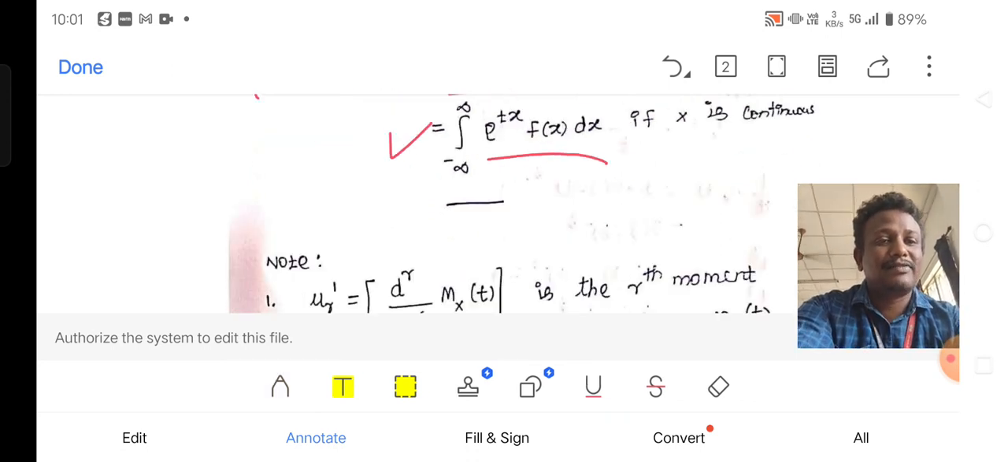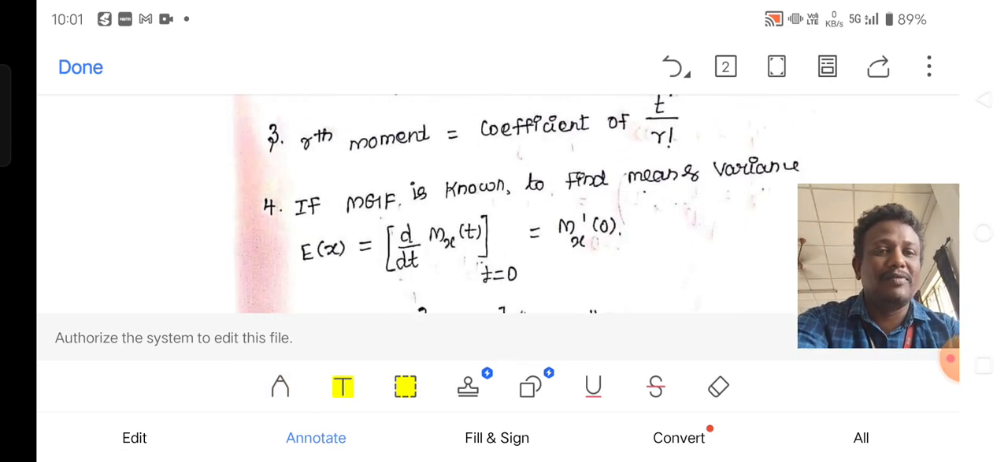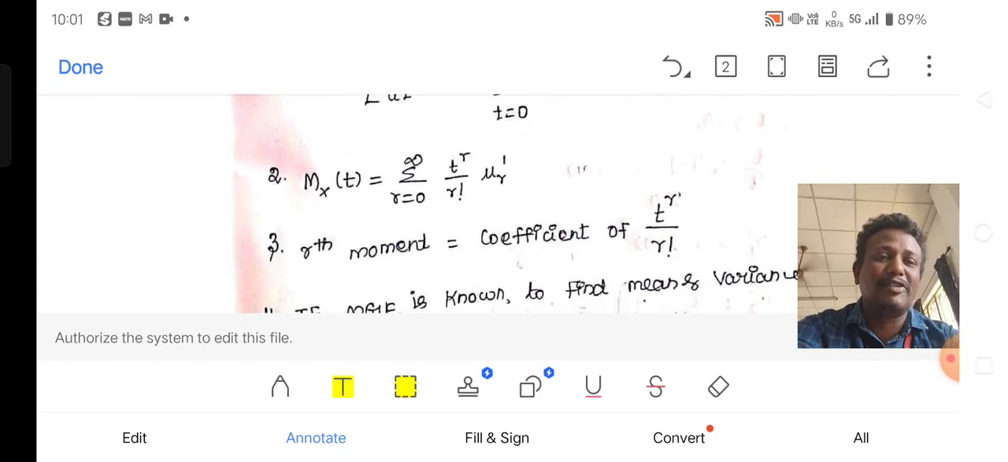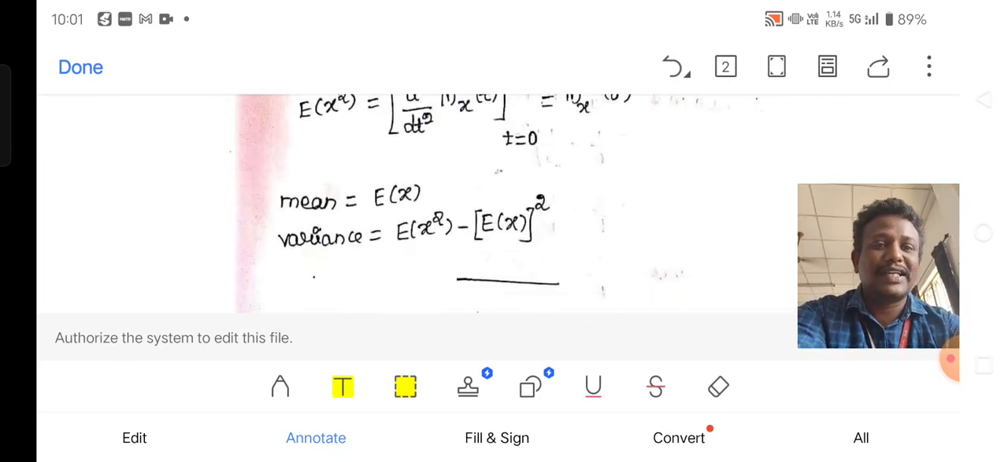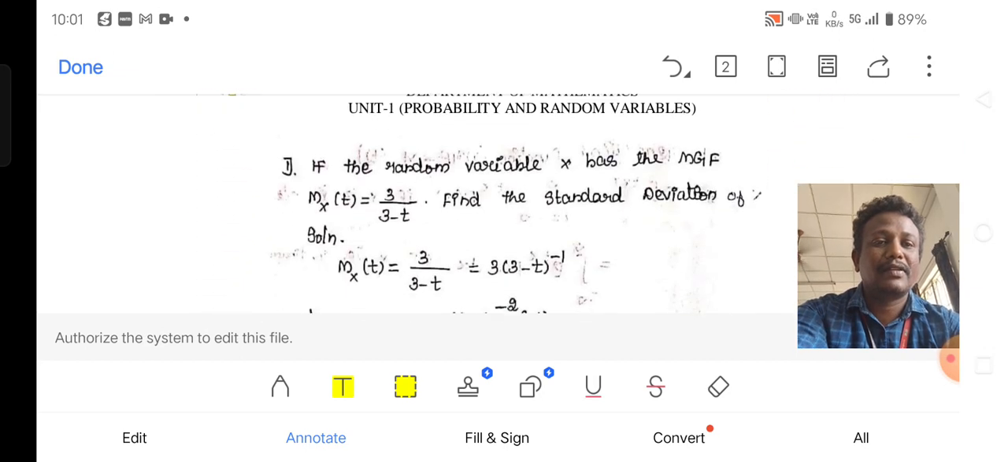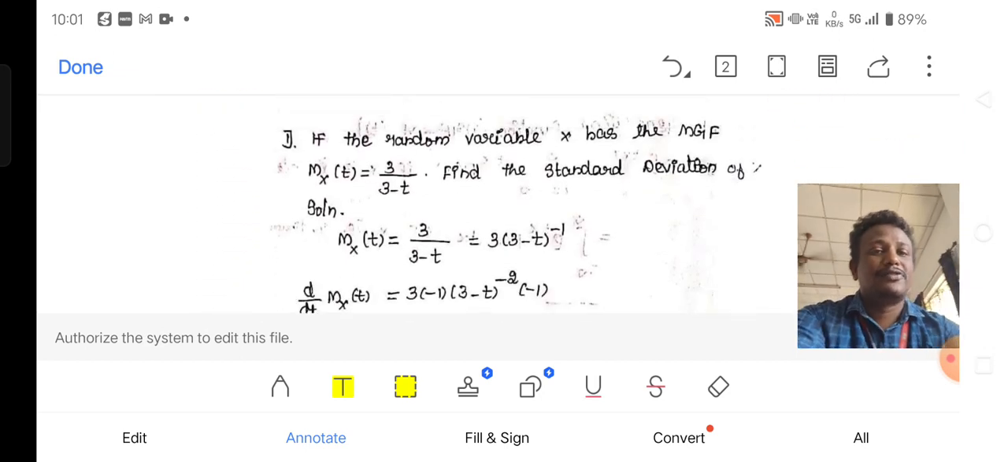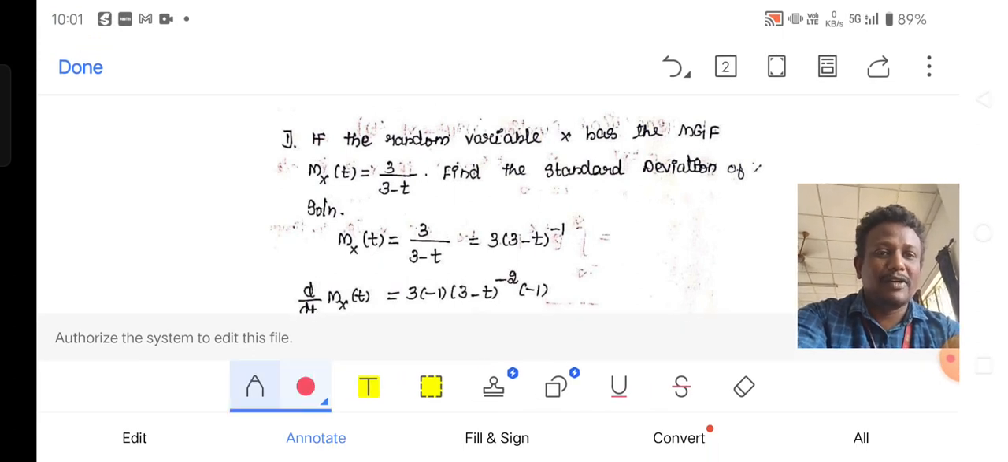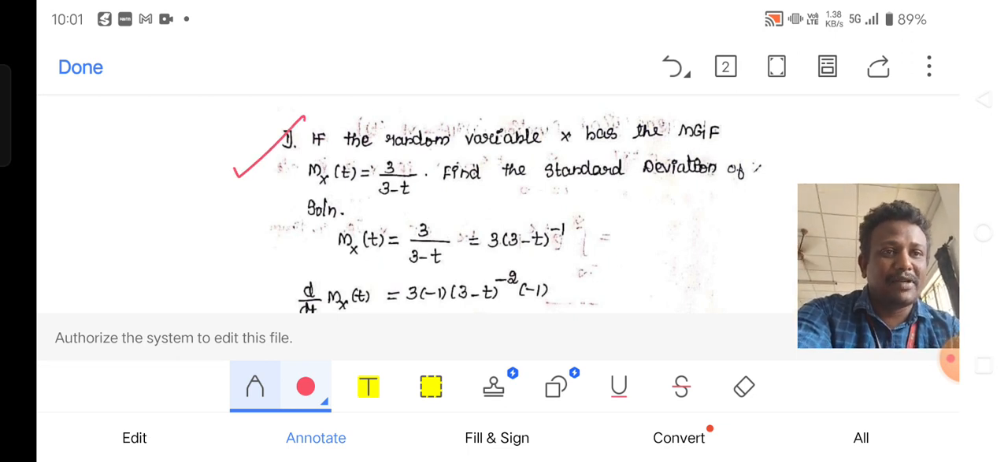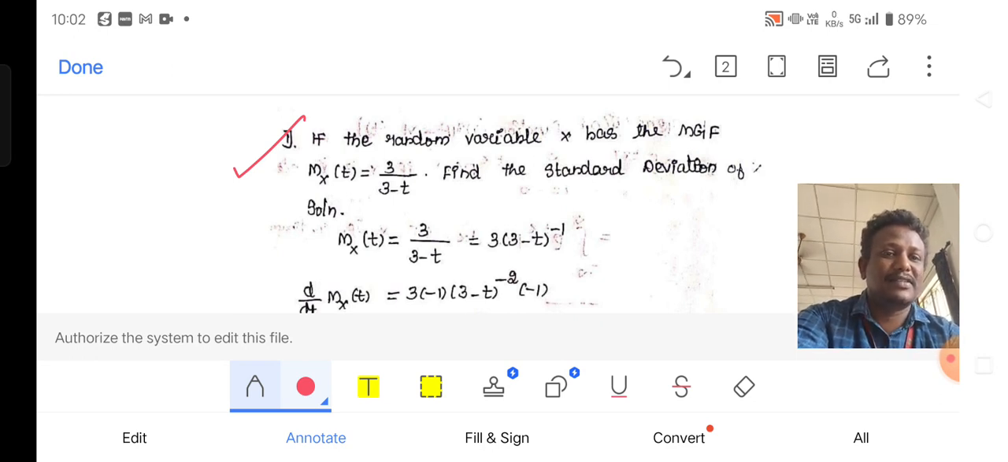Now let us directly solve some problems. These are the results that we will be discussing later. So first let us come to the problem. First I will read the problem, then I will explain. The problem is: if the random variable x has MGF, the moment generating function, M_X(t) equal to 3 divided by 3 minus t, find the standard deviation. This is the question.